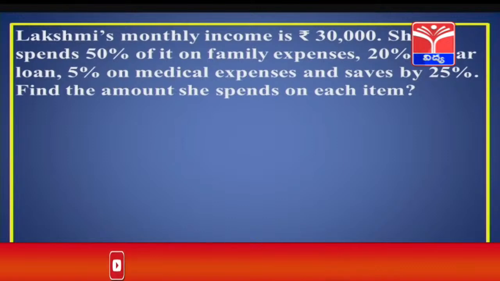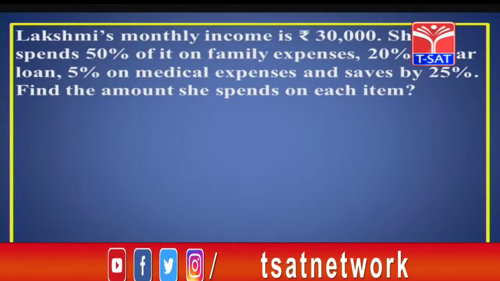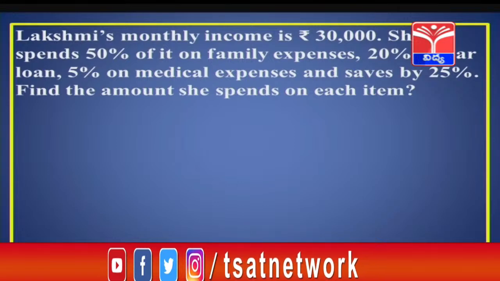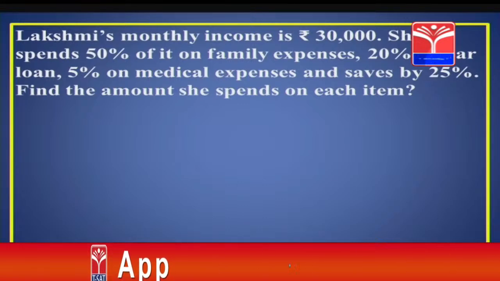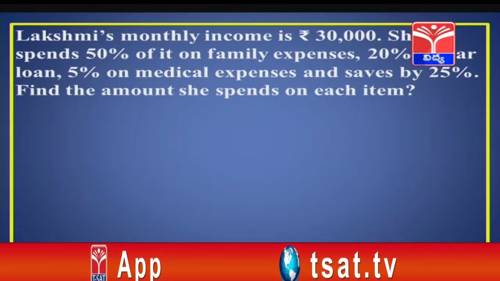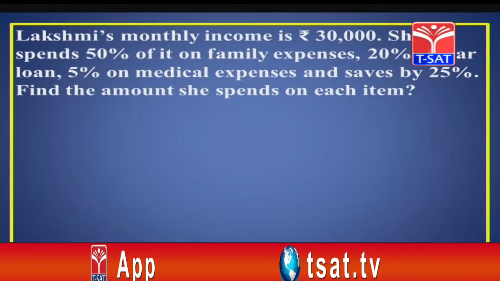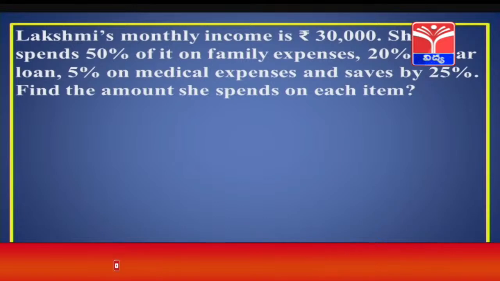Now, let us solve a problem to understand the percentage concept clearly. So, Lakshmi's monthly income is 30,000 rupees. She spends 50% of it on family expenses, 20% on car loan, 5% on medical expenses and saves 25%. Find the amount she spends on each item.